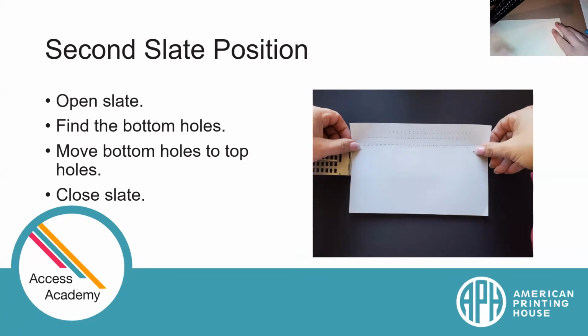Put your finger on either side of those bottom holes and move it up to find the top holes. Those holes are already made, so the pins are going to go right over it. So you find that bottom pin, move it up to the top pin, slip it over the edge, and then close the slate. You are going to again hear that popping sound because 2 new holes are made in the bottom of your slate. And you are now in second slate position.